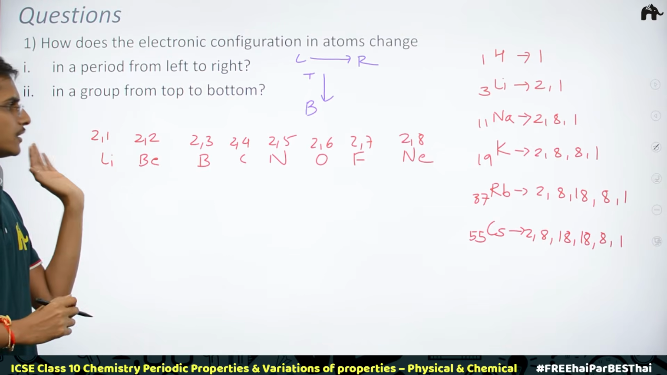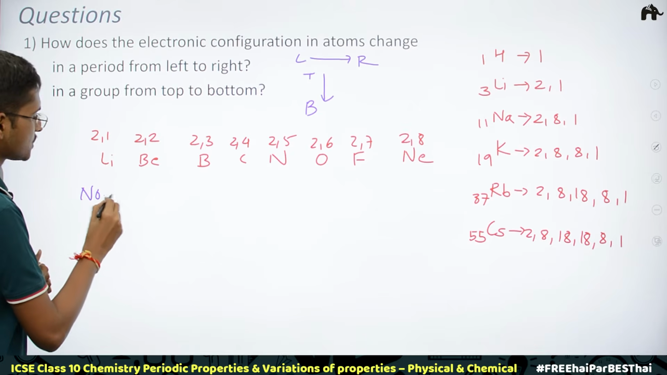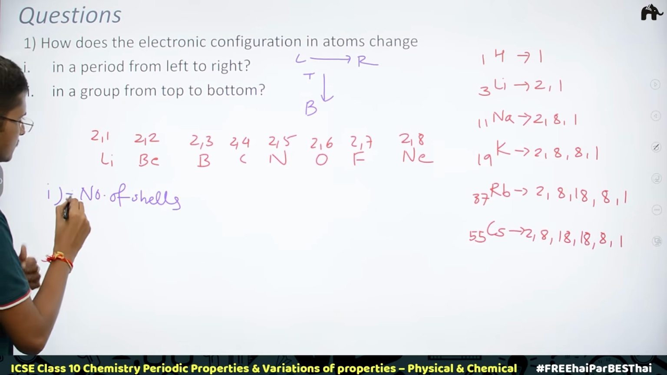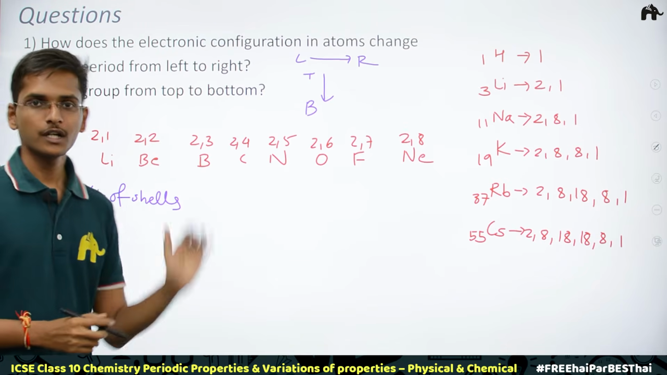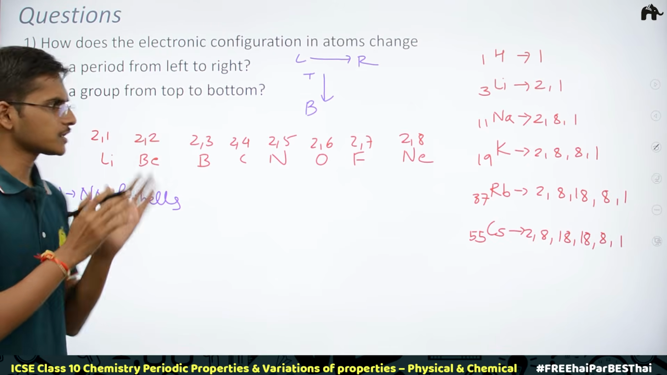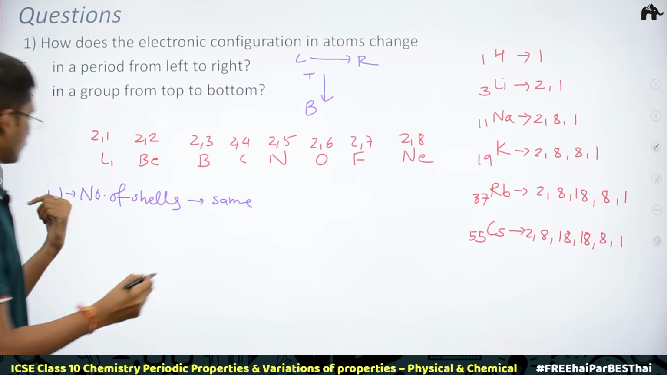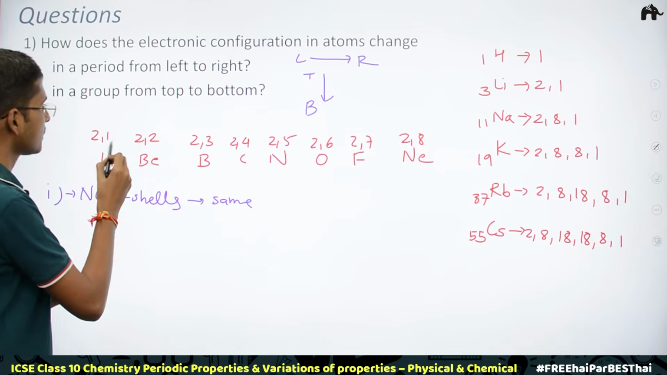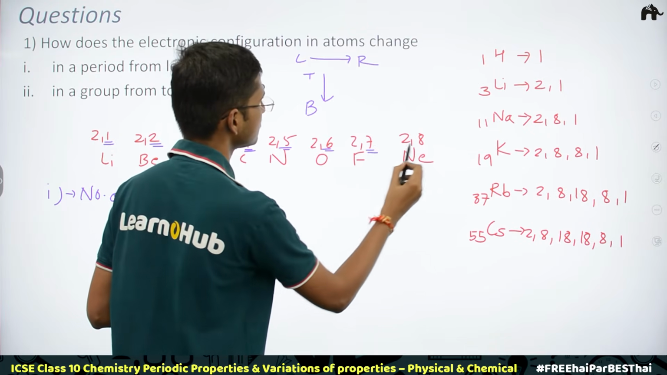Now, in this case, you can clearly see the number of shells. Are they changing? No, absolutely not. There are only 2 shells. As we move across the period and see the variation in the electronic configuration, the number of shells remains the same. So the number of shells is the same. We are writing the answer for the first part. But what is changing? See, the number of valence electrons: 1, 2, 3, 4, 5, 6, 7, 8.